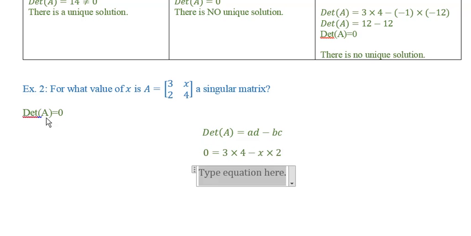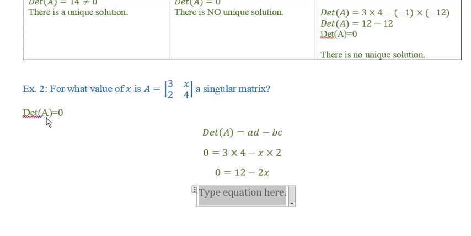Simplifying that equation, we would get 0 is equal to 12 minus 2x. Now we're just doing good old algebra, rearranging for x. Adding the 2x to both sides, we would get that 2x is equal to 12. Dividing both sides by 2, we would get that x is equal to 6. Which does answer the question, for what value of x is A a singular matrix. You can do a quick double check.